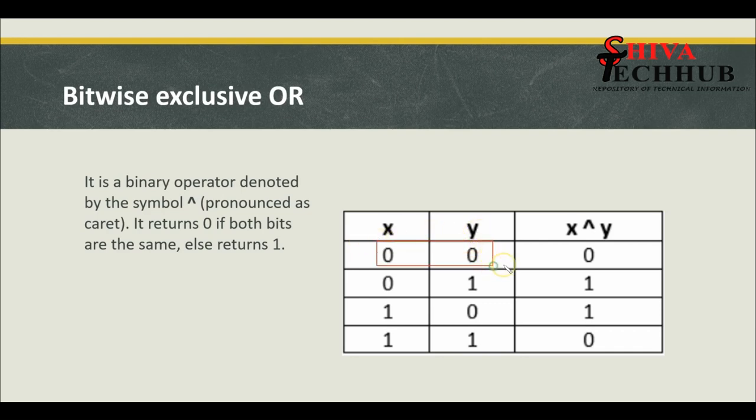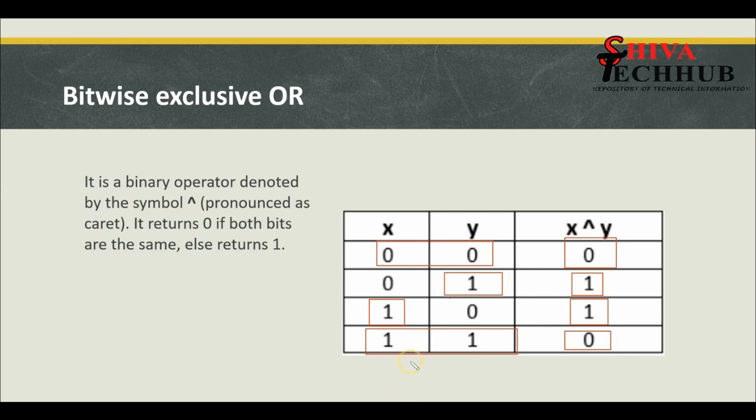So here both are zeros, so it will return 0. In this particular example, only one is 1. Since x is 0, it will return 1. In this case, x is 1 and y is 0, so it will return 1. Here both are 1s. According to the definition, only one of the bits should be 1, and the other bit should be 0. Here both are 1s, so it will return 0.